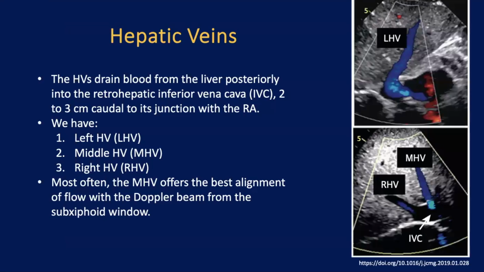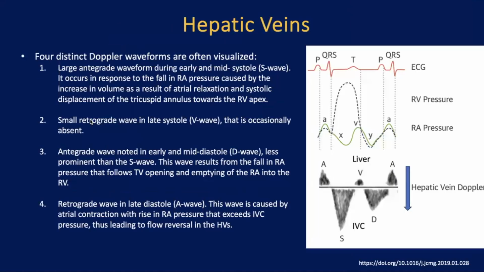So the hepatic vein, how many veins do we have? We can see 3 veins: the right, the left, and the middle. The most common one that we pulse is the middle because it's the most parallel for us. The waveform, forget about the one on the left. We have 2 antegrade and 2 retrograde. We have the S coming with systole of the RV and pulling of the tricuspid valve annulus, which will cause some suction effect, and it's the most prominent forward flow.